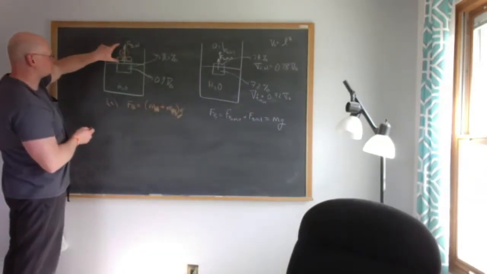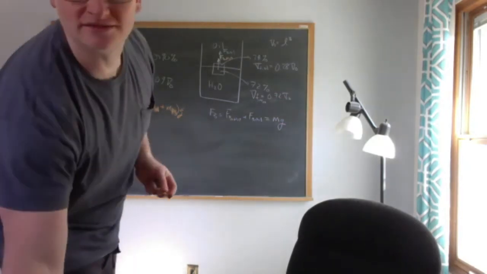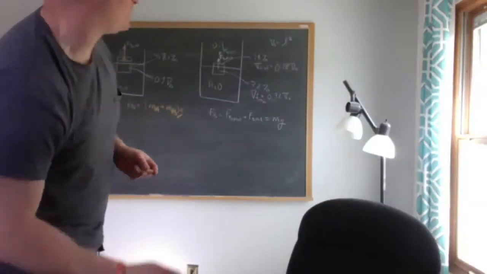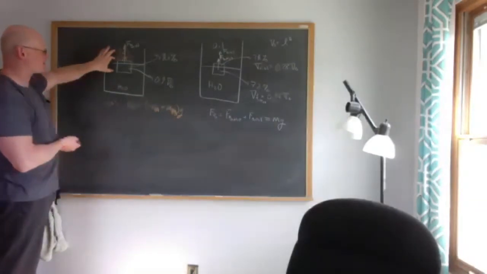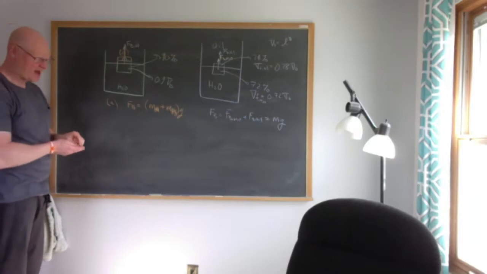So in this case, again, there's one buoyant force. That buoyant force is simply acting onto the wood. There we go. But the total weight that's pushing downward is then going to be the mass of the lead plus the mass of the wood, which is pushing down. Right? So that's scenario A.